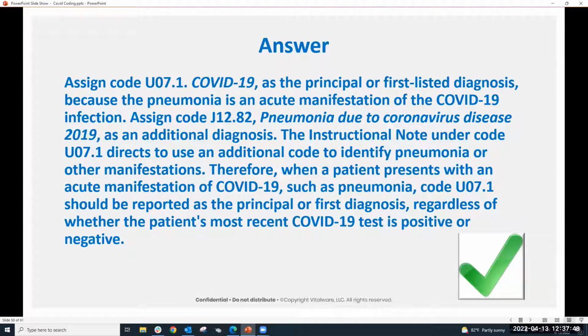The instructional note under code U07.1 directs to use an additional code to identify pneumonia or other manifestations, and that's what we talked about in the guidelines a few slides ago. Therefore, when a patient presents with an acute manifestation of COVID-19, such as pneumonia, code U07.1 should be reported as the principal, regardless whether the patient's most recent COVID test is positive or negative.